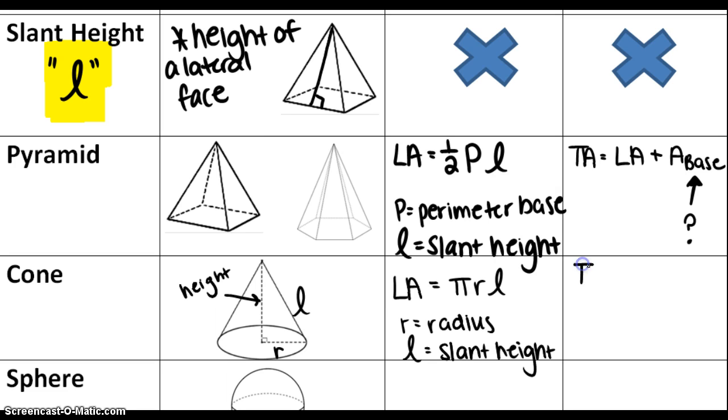Okay, then total area of a cone. Your formula, again, is building off of the lateral area. And in this case, it's the area of a circle. It's never going to change. So it's always going to be pi r squared. You could write area of the base, but there's really no point since it's always going to be a circle in a cone.